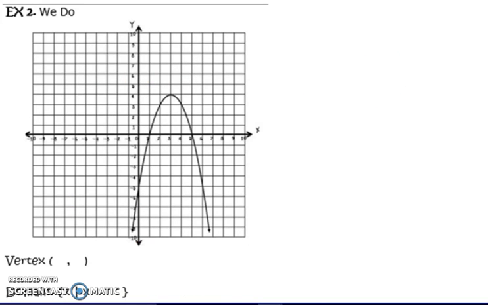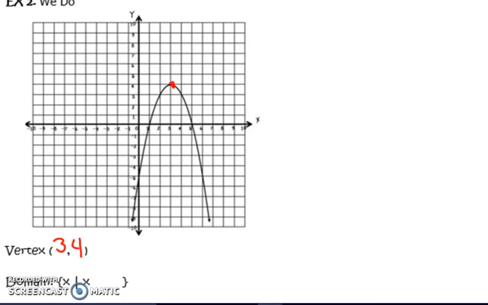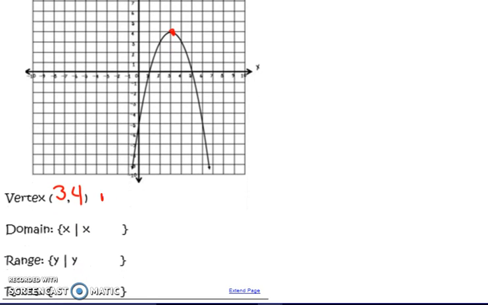If we look at example 2, again, my vertex is going to be where it cuts it in half. So it's going to be there at (3, 4). And in this case, my vertex is a maximum. It is the highest point. My domain, again, is all real numbers. It hits every x value if we were to keep extending it.